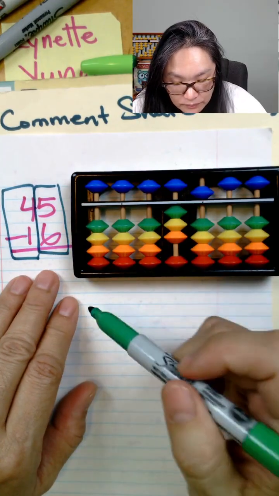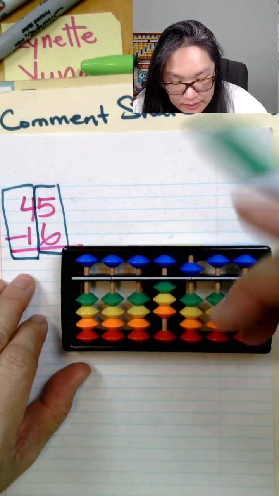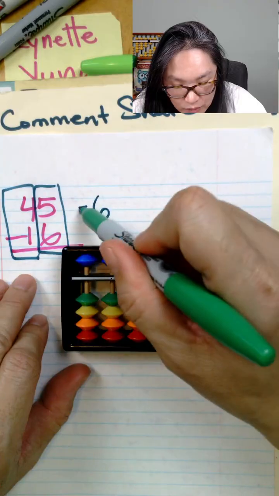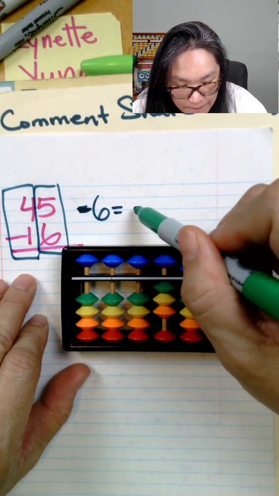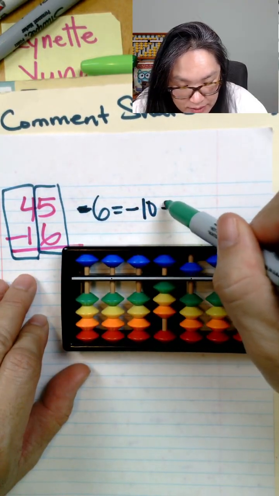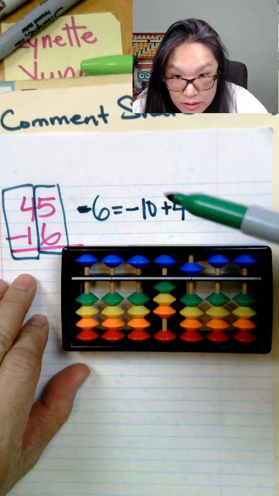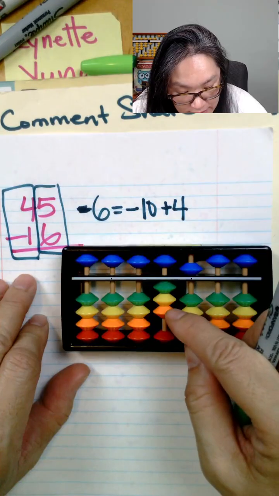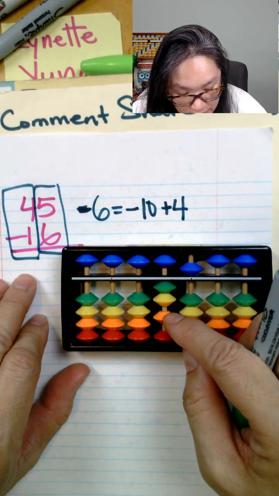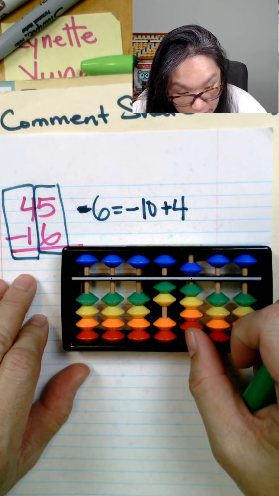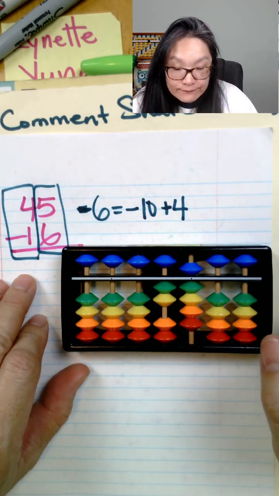No. So what's another way to take away 6? Minus the 6 is equal to minus the 10 plus the 4. So that's all we need to do. We need to take away the 10, and we add the 4. Just like that. That's it.